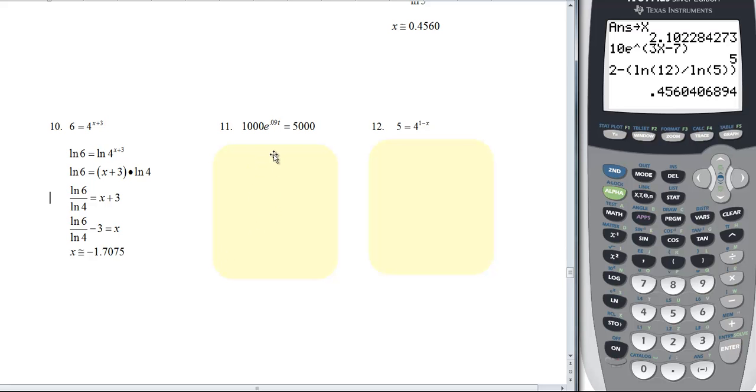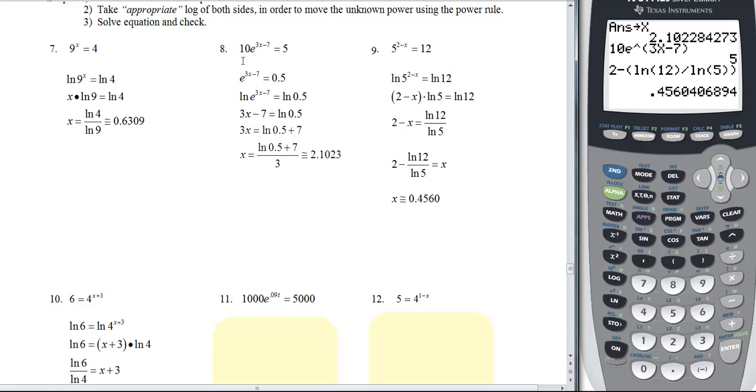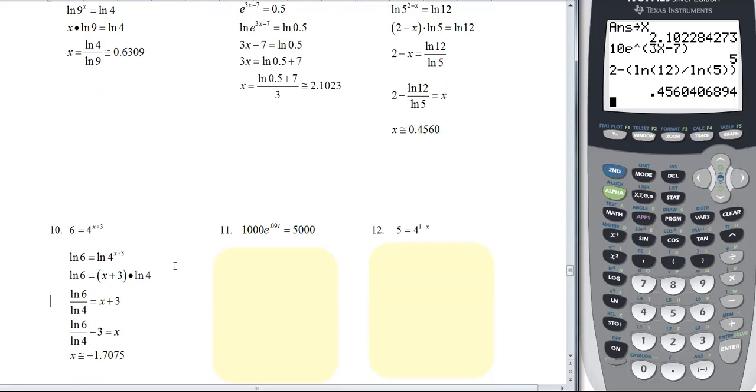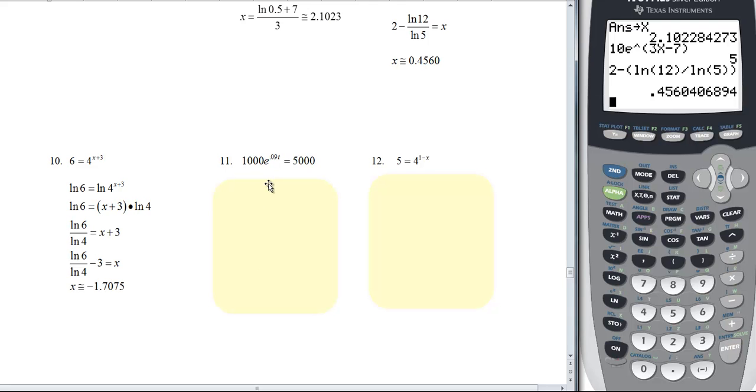This one is very similar to the one right up here in that my base raised to unknown power is not isolated. So I need to divide both sides by 1,000. I'm going to specifically take natural log of both sides because I'll be able to get rid of that e in just a second, because now I need to free out my exponent. It comes out, and when I do, it should be 0.09t equals natural log of 5. And we're almost done. All I need to do is divide both sides by 0.09, and then if you put that in your calculator, you would end up with that.